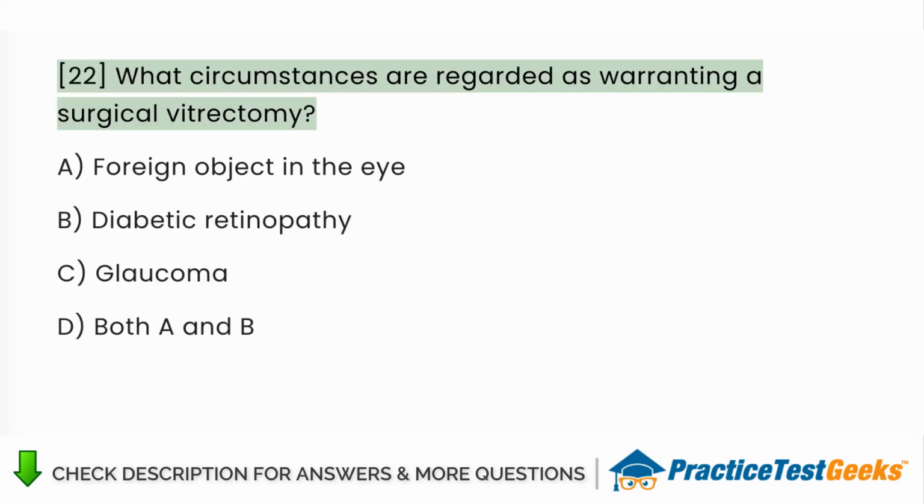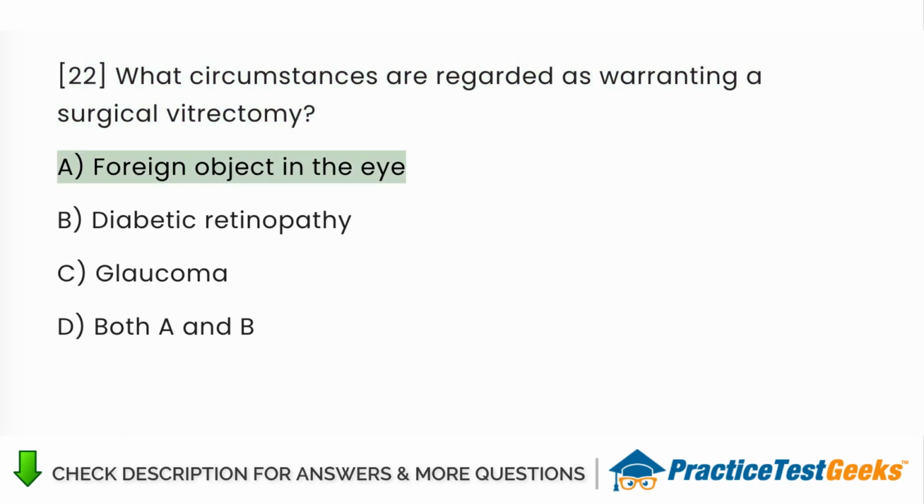What circumstances are regarded as warranting a surgical vitrectomy? A. Foreign object in the eye. B. Diabetic retinopathy. C. Glaucoma. D. Both A and B.